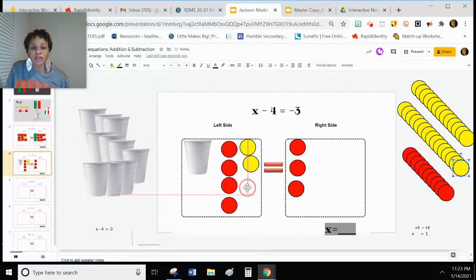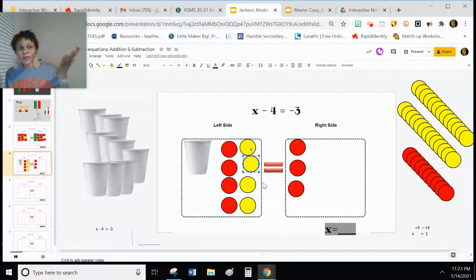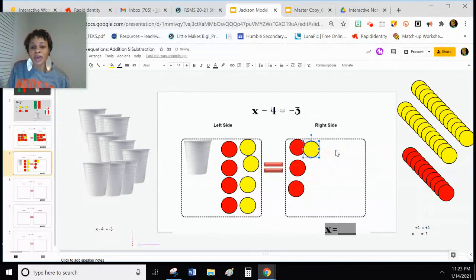I'm going to add that, and you start to see that we are creating those 0 pairs. So that cup is going to be by itself. That X is going to be alone. But remember, we have to keep balance. I've just made this side heavier by adding 4, and this side is lighter, but we have to keep that balance. So whatever I do to one side, I have to do to the other. So I'm going to have to add 4 counters on this side so that we have our balance. Now balance has been restored to our equation.